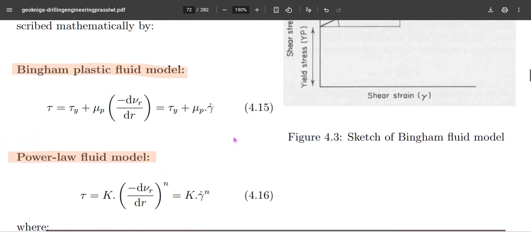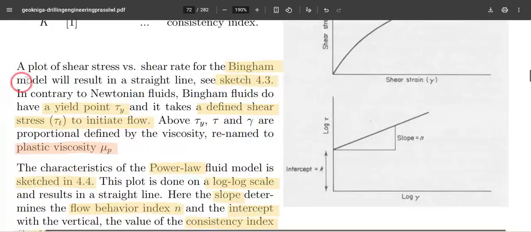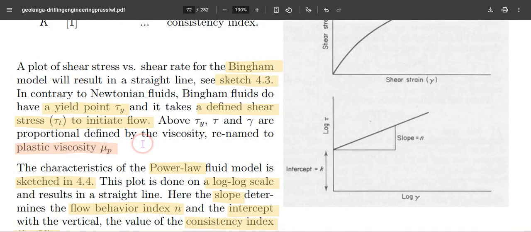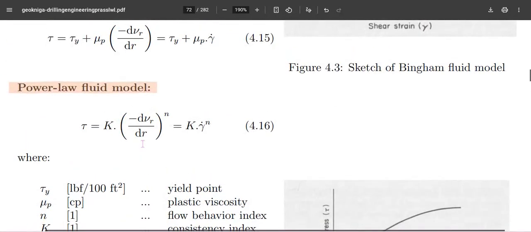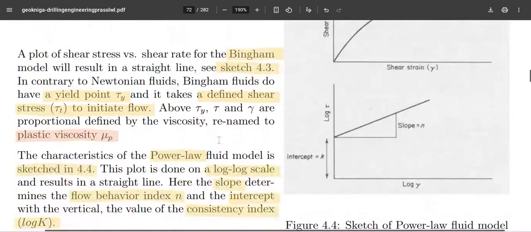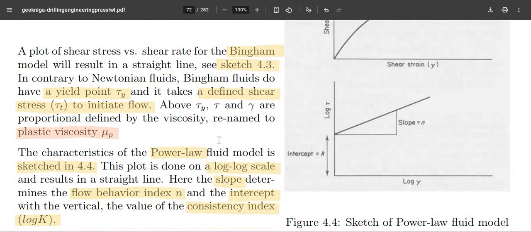This is what is described here, and this is what is described in this paragraph. So related to the power law model, this is equation 4.16, but mathematically it feels very difficult to digest. But when you take it into a log scale, it appears like a Bingham plastic.